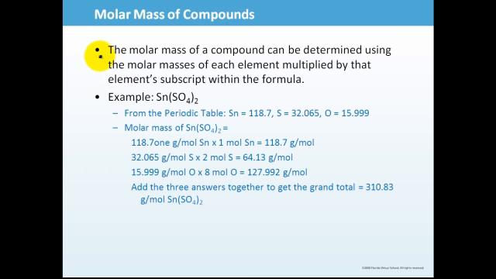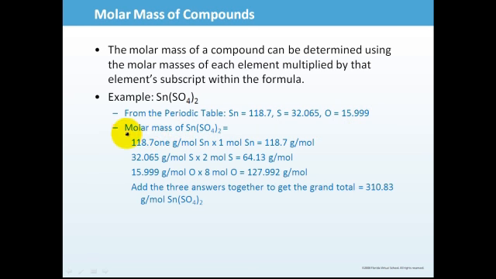With that in mind, we can determine the molar mass by simply multiplying the mass of each element by its subscripts. If we look at the example we have here, Sn(SO4)2, we grab our periodic table. If you haven't gotten one out, you might want to have one out to try some of the practice problems in a moment. Sn off the table is 118.7. Sulfur is 32.065, and oxygen is 15.999.